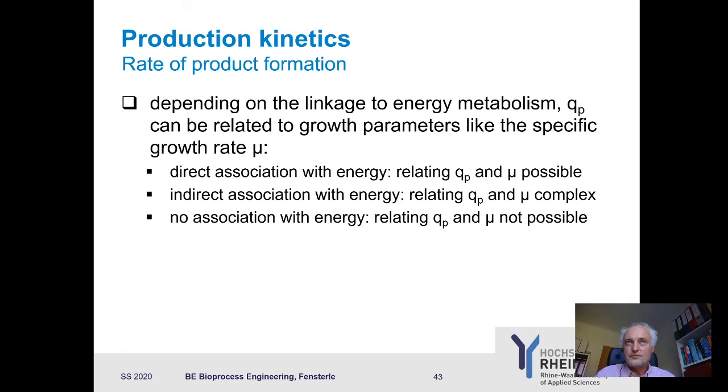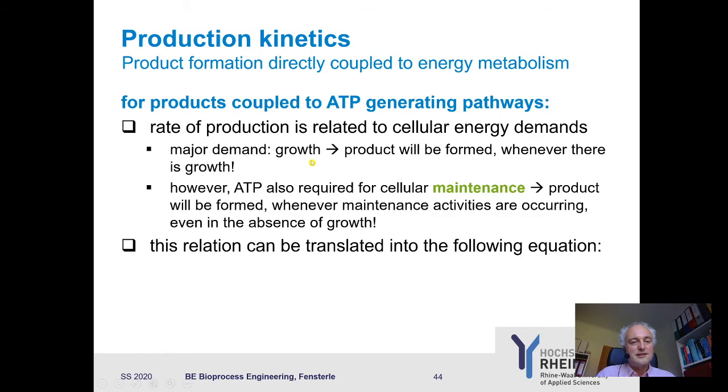If you have a secondary metabolite which is not associated to growth at all, you cannot mathematically connect Qp and μ, because this is completely disconnected in this case. So that's about that.